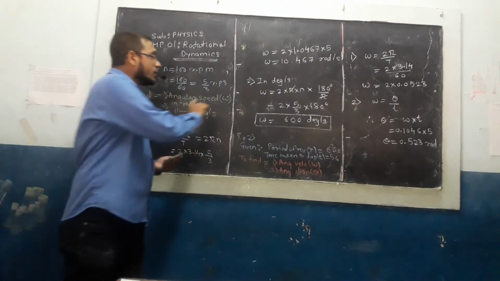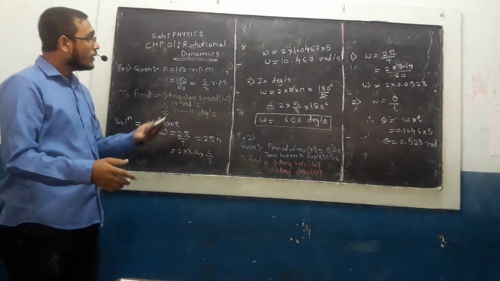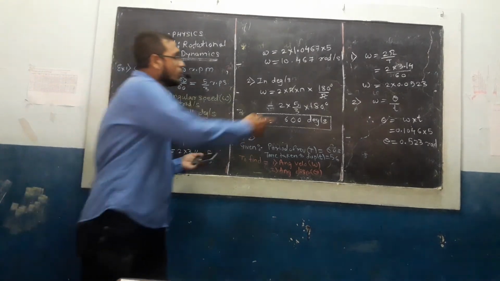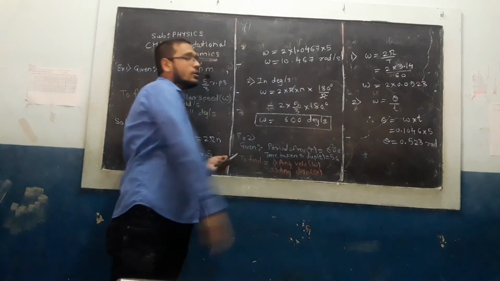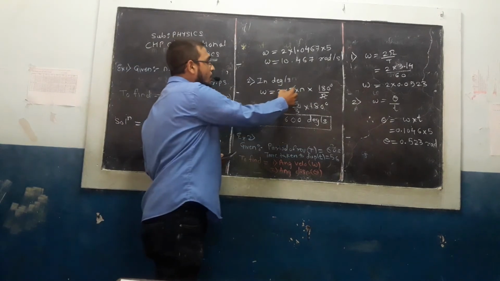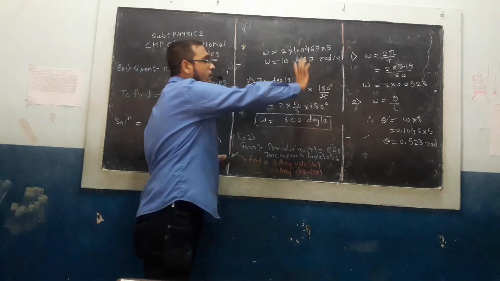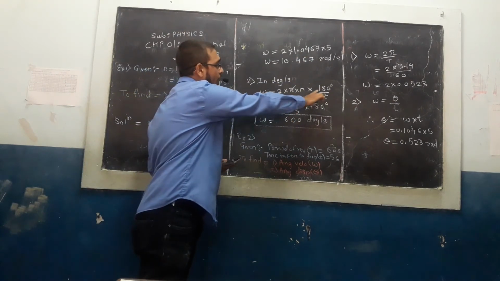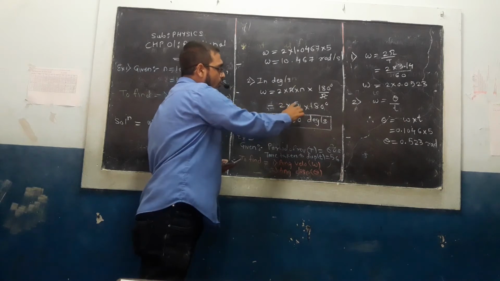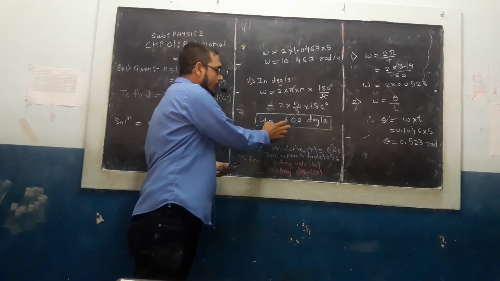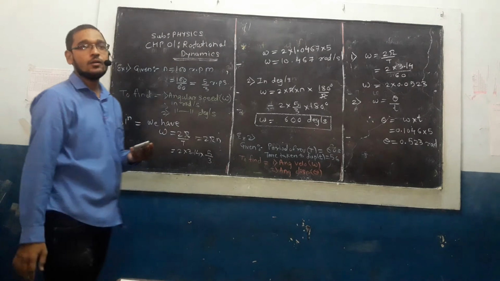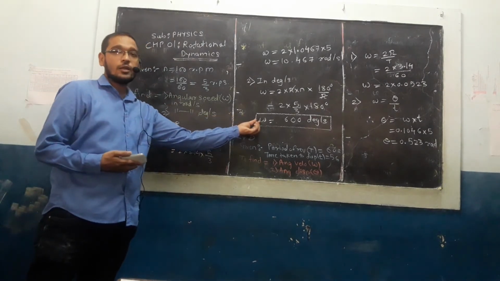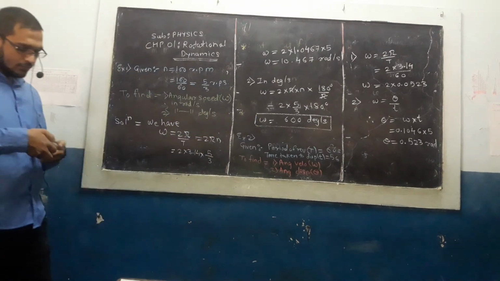Now we have to convert it into degree per second. So when we want to convert radian into degree, we have to multiply it by 180 upon pi. So I have written the formula, that is 2 pi n into 180 upon pi. Pi got cancelled. What remained? 2 n into 180. So 2 into 5 upon 3 into 180. If you simplify, we get 600 degree per second. So this is angular velocity in degree per second. Then next example.